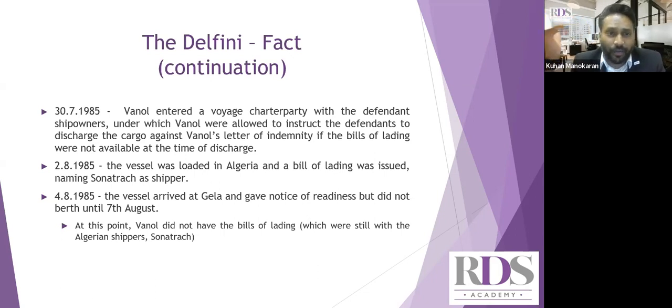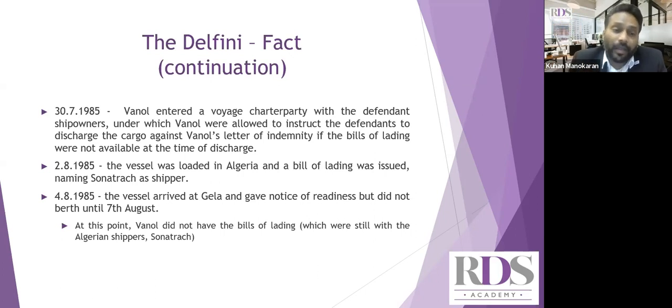And so on the 2nd of August, the vessel was loaded in Algeria and a bill of lading was issued naming Sonatrach as the shipper. Now on the 4th of August, the vessel arrived in Gela and gave notice of readiness, but did not berth until the 7th of August. Right, these dates are very important.